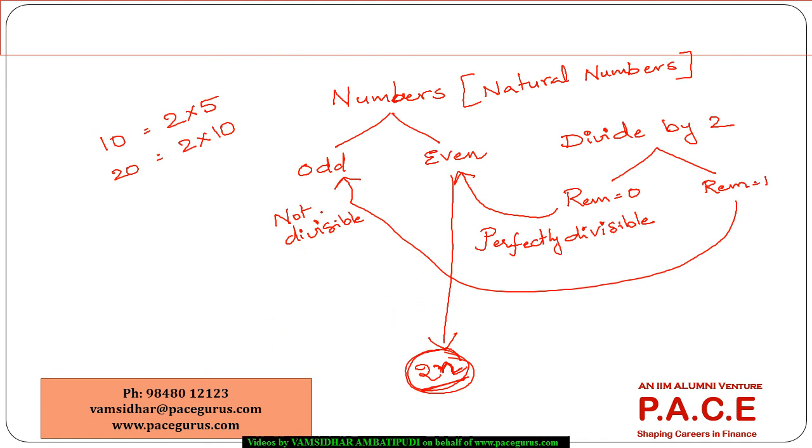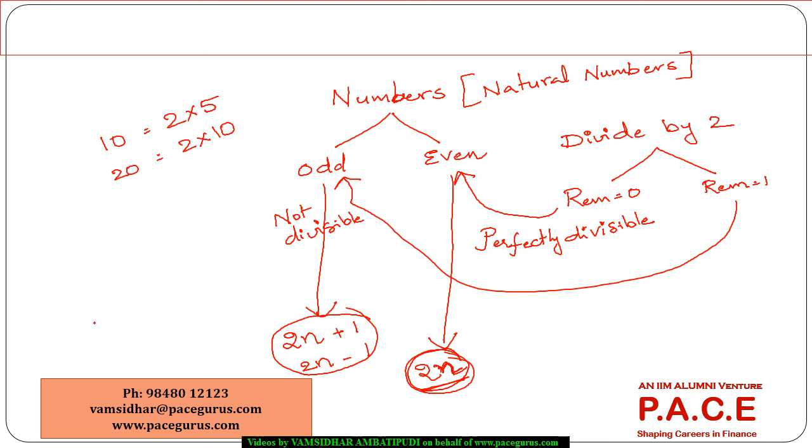Whereas, when it comes to odd numbers, any number which can be written in the form of 2n plus 1 or 2n minus 1, if I am able to write a number in the form of 2n minus 1 or 2n plus 1, those are the odd numbers.